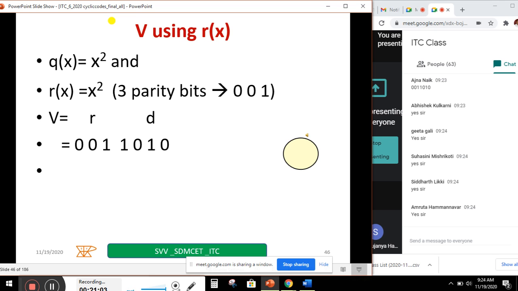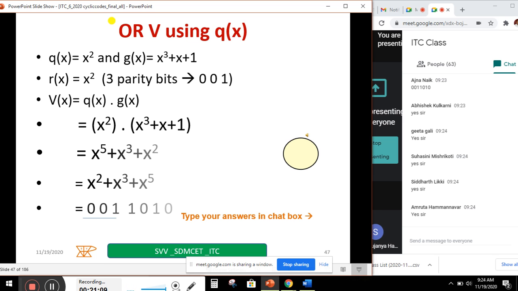There was an internet problem. I connected my mobile again, now it is working fine. So let me go to using q of x also. I got the same answer. Hope all of you have done the same thing and got the same answer. So let me go to the next.